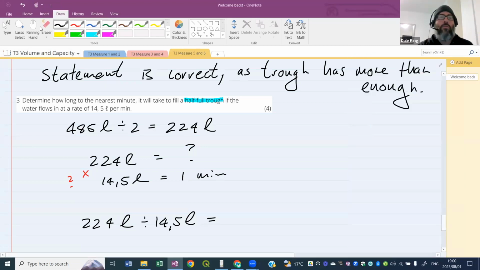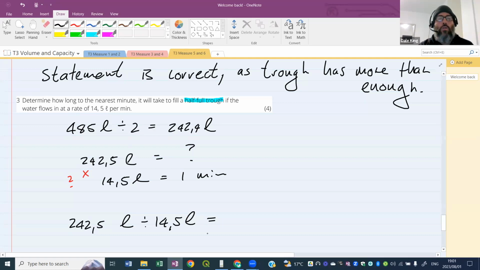So 242,5. Yes, there we go. Thank you, Kachiso. We corrected that. I was using the wrong number.